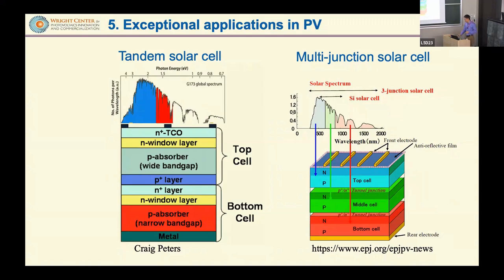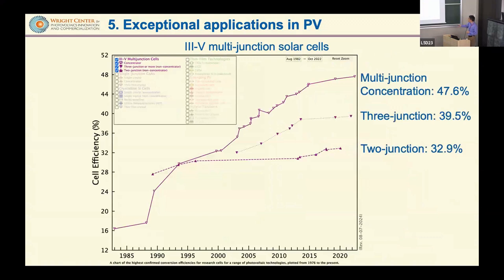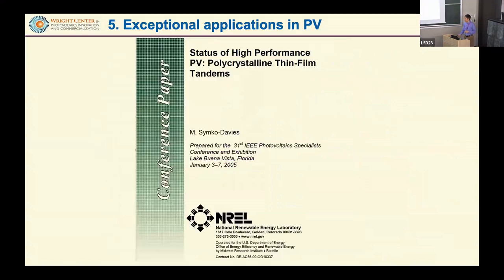And this has been very successful in the past. In multi-junction cells it has been demonstrated, right? So the efficiency can be very, very high. However, those devices are very, very expensive. You have to do epitaxial growth, right?